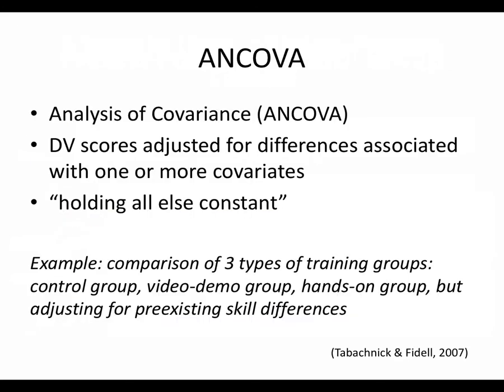So this is what ANCOVA means. It's analysis of covariance. And what we do is we adjust the outcome scores, the DV scores, based on the differences that are associated with the covariate. So we want to hold all else constant. We want them to be constant at the covariate, using the covariate to adjust.